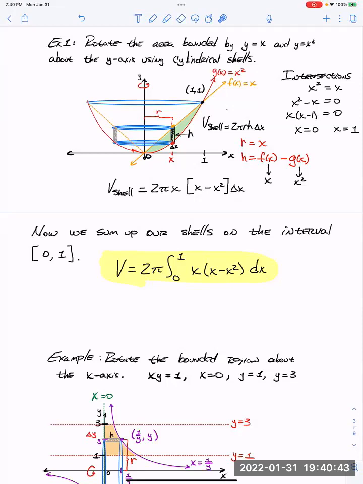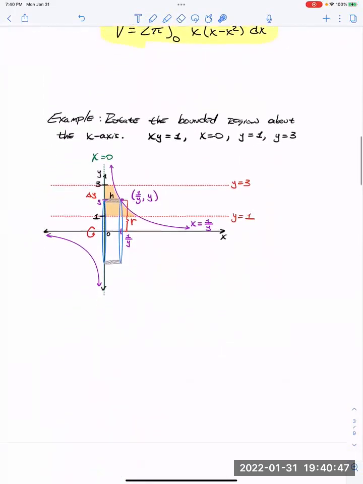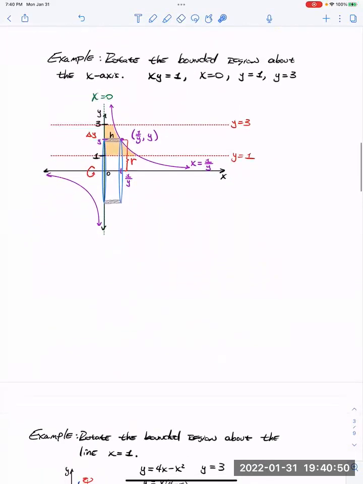All right. So let's look at something out of the homework set. It depends on what version you have for the number, but we're just calling it an example. So here's the actual problem. It says, rotate the bounded region about the x-axis. Okay. So we have y equals x, x equals 0, y equals 1, and y equals 3.